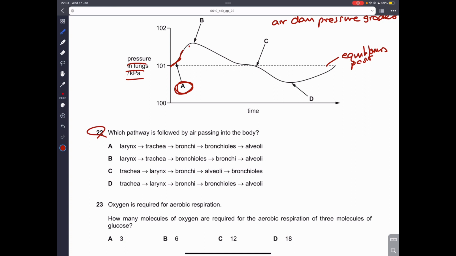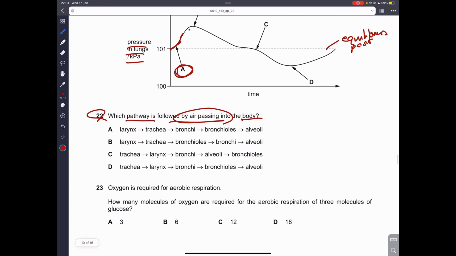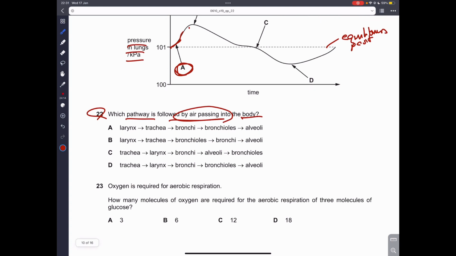Okay, question 22. Which pathway is followed by the air passing into the body? Now, air is passed into the body. This is asking you about the respiratory tract. Now, firstly, we are going to find the larynx. The larynx is the voice box. Right, you're going to meet the voice box first.